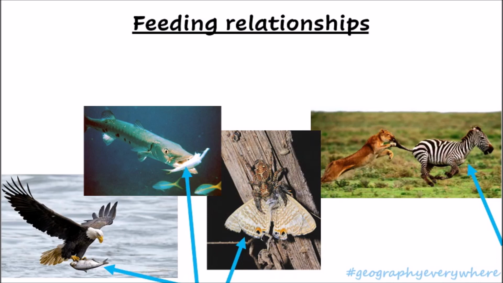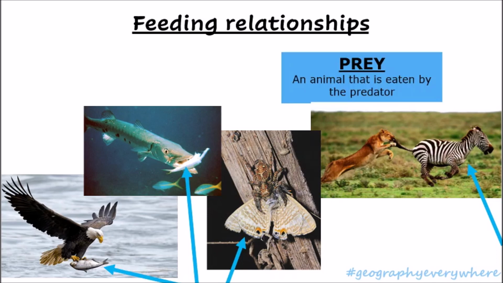Take a look at the animals that are being pointed to with the blue arrows. What do you notice about them? There's a fish, another fish, a moth, and a zebra. They're all being eaten. These are called prey. An animal that is eaten by a predator is called a prey.